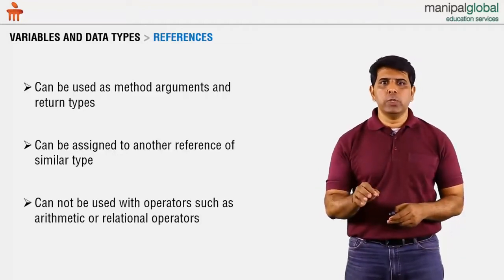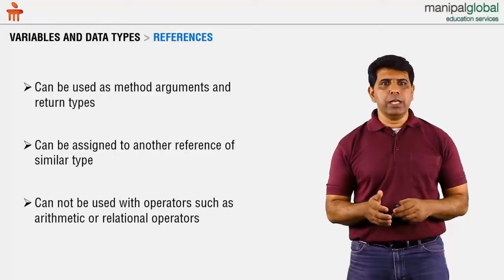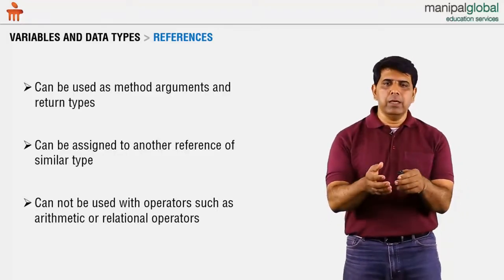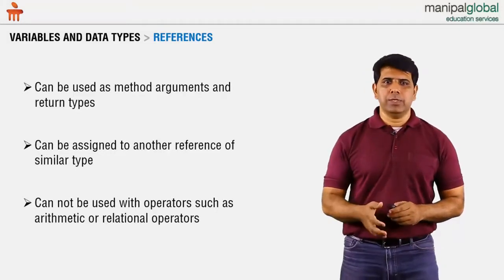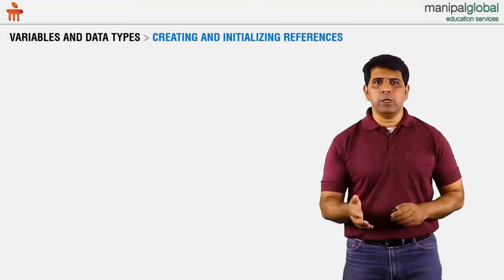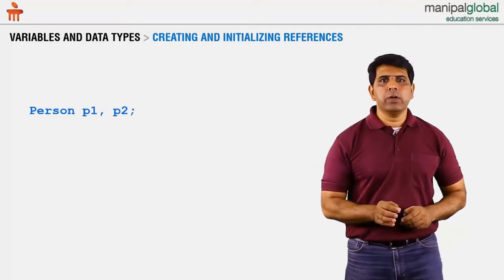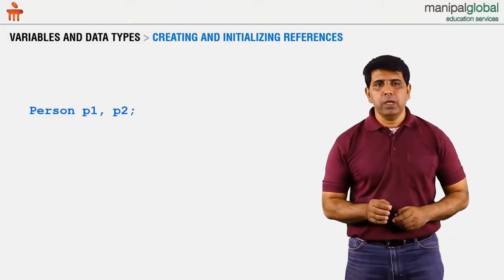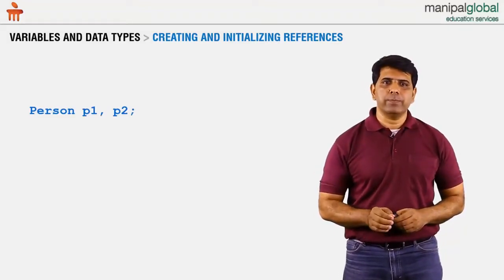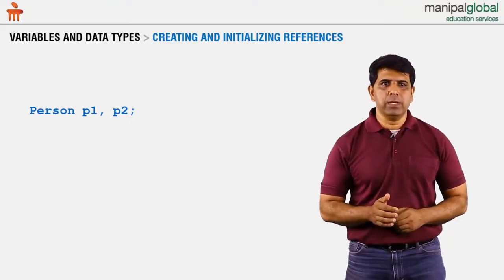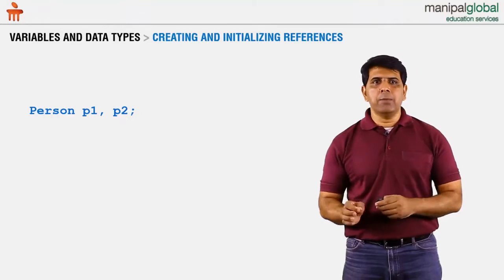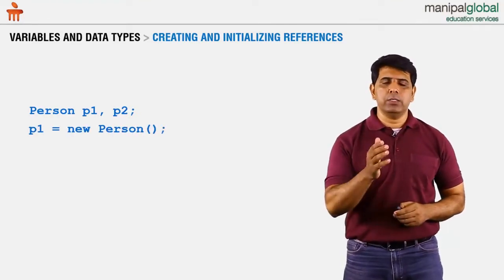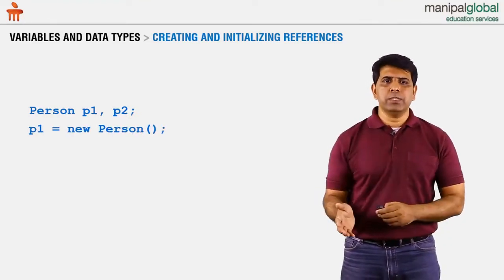Now cannot be used with operators such as arithmetic or relational operators. So you can't really take an employee reference and say, let's add 20,000 to this. Not possible. Now you can't compare also. Let's see how to create references. Imagine a class called person, and we have two variables here, P1 and P2. The way you can create an object in Java is you say new and person.